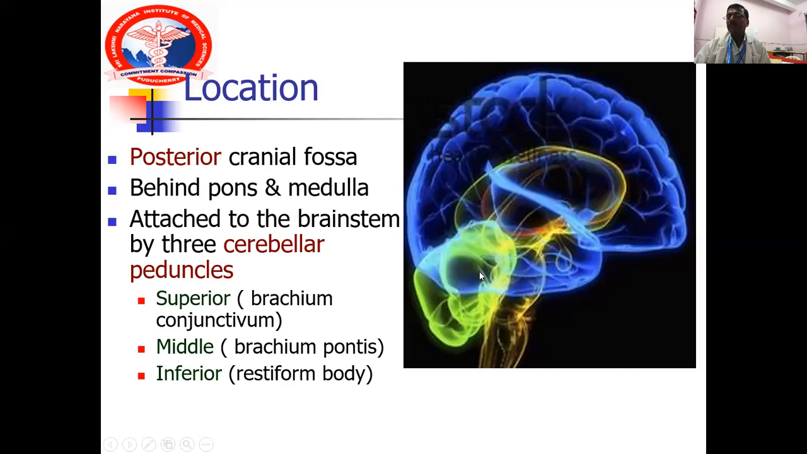and which is backside of the brain, so that it is called hindbrain, and it is located in the posterior cranial fossa behind the pons and medulla, attached to the brainstem by the three cerebellar peduncles. They are known as superior cerebellar peduncle, also called brachium conjunctivum, middle cerebellar peduncle, also known as brachium pontis, and inferior cerebellar peduncle, also known as restiform body.